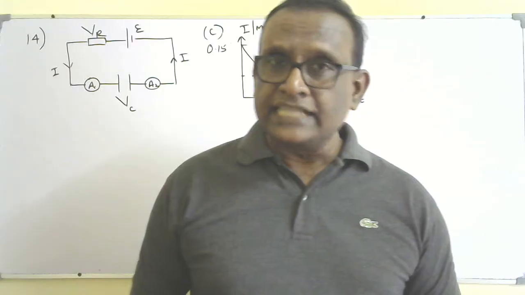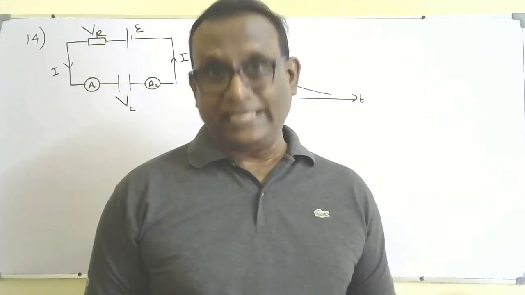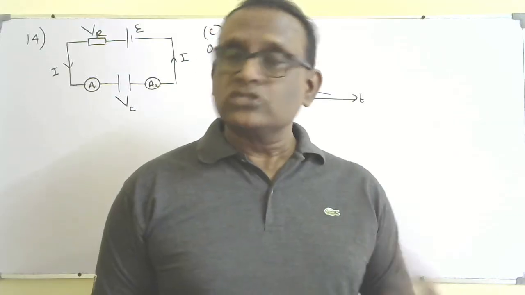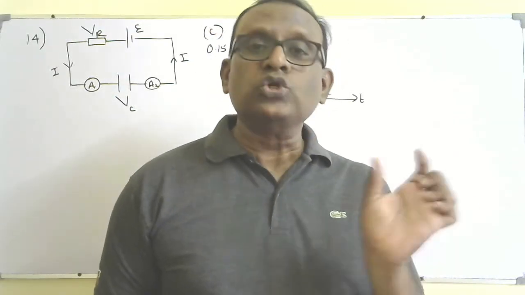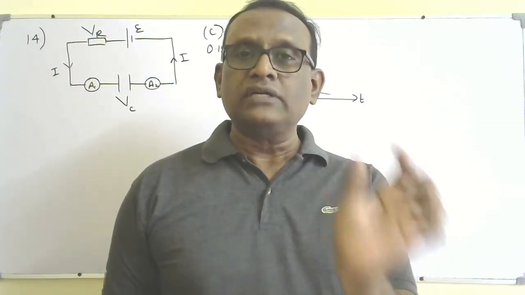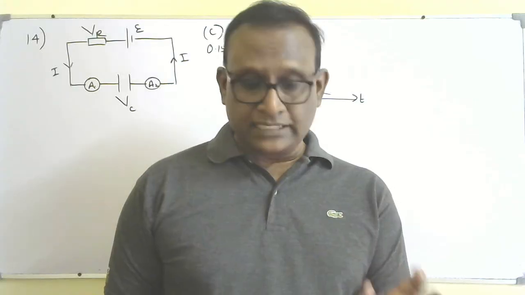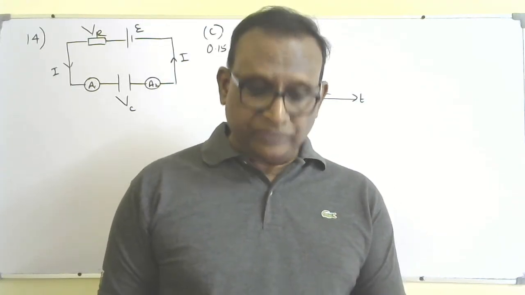When the capacitor is fully charged, the voltage across the capacitor will be equal to the EMF. No current flows, so there is no voltage across the resistor. So all the voltage applied by the power supply will be across the capacitor. So the voltage across the capacitor will be equal to 5 volts.